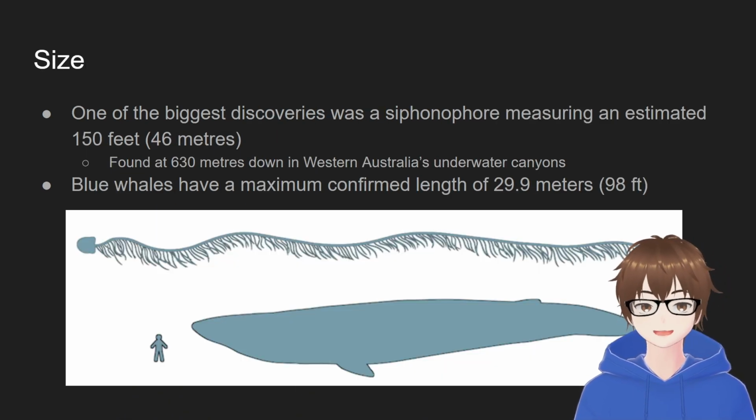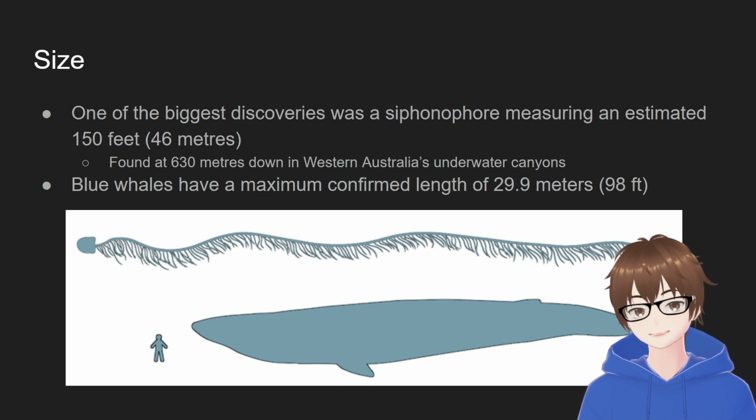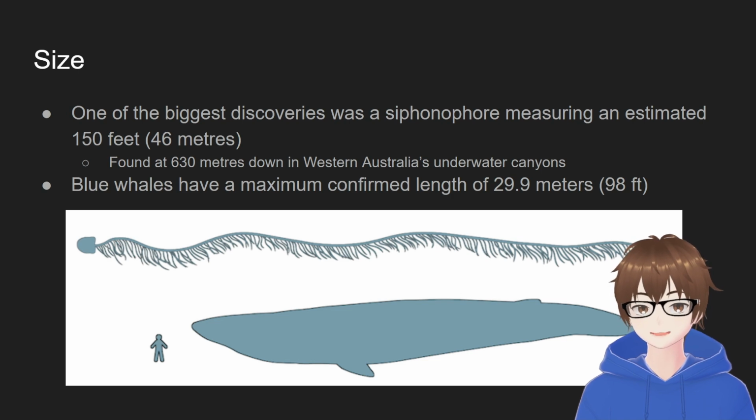Then we have the size. So one of the biggest discoveries was a Siphonophore that measured an estimated 150 feet, which is 46 meters, and it was found 630 meters down in the Western Australian underwater canyons. To put that into perspective, this giant Siphonophore is longer than the maximum length of a confirmed blue whale. Blue whales have a maximum confirmed length of 29.9 meters, which is 98 feet. So there are giant Siphonophores that are longer than blue whales, the biggest ocean animal that we know of.